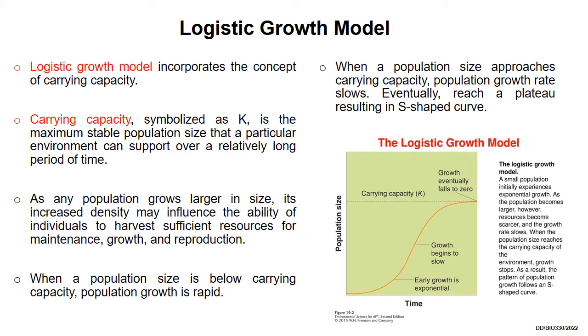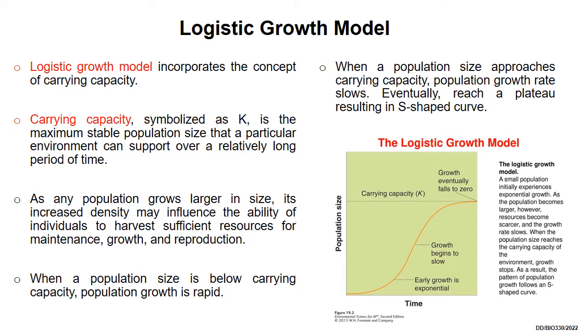That's common. When the number of individuals increases, they may compete for resources. They compete for food. They compete for habitat. They compete for other natural resources. So they may limit the sufficient resources that they can harvest. What happens when population size is below carrying capacity?